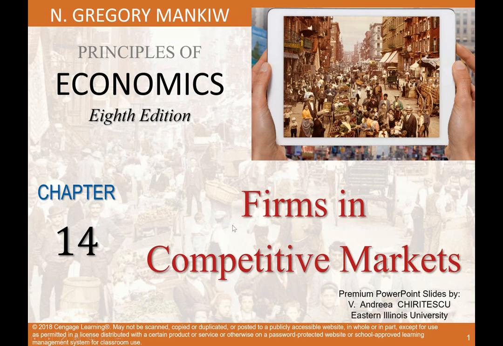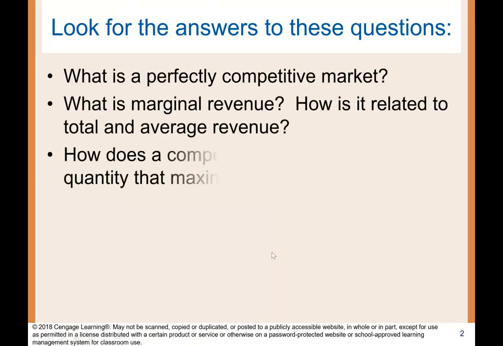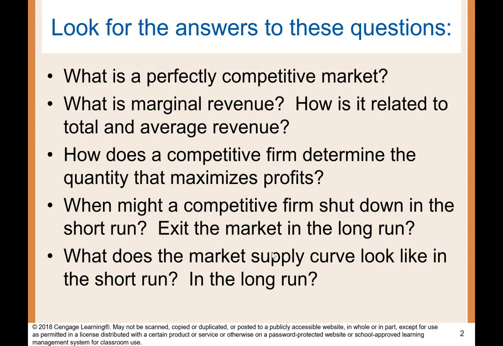Chapter 14: Farms in Competitive Markets. Our goal in this chapter is to answer these questions. What is a perfectly competitive market? What is marginal revenue? How is it related to total and average revenue? How does a competitive farm determine the quantity that maximizes profits?